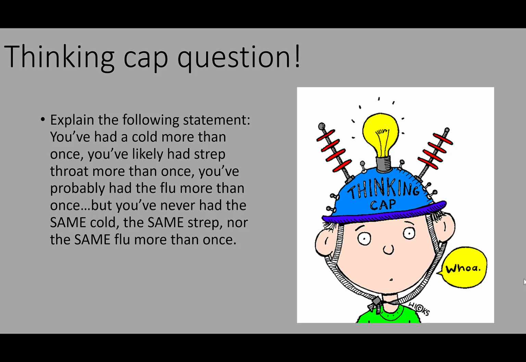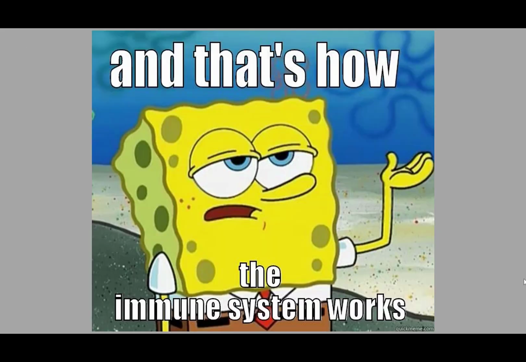Explain that. Well, we kind of already did a little bit ago. Yeah, you've had more than one exposure to the cold, and you've gotten a cold from it. But every time you get a cold, it's a different strain. Every time you get the flu, it's a different strain. Every time you get strep throat, it's a different strain. Because once you get one of those, you are immune to that strain because of antibodies, because of memory cells. Those two things, antibodies and memory cells, keep you from getting the same thing twice. All right, that's how the immune system works.